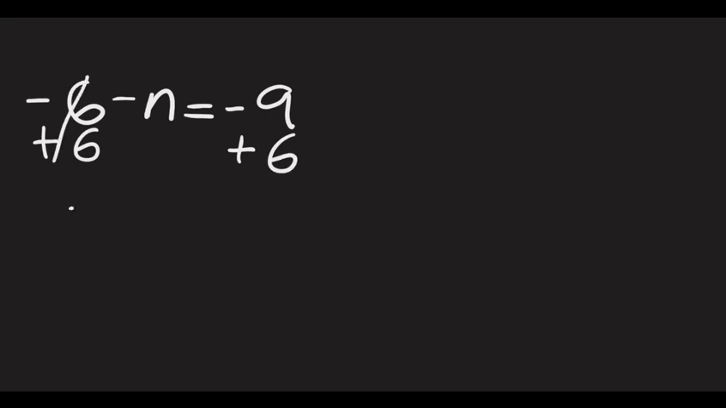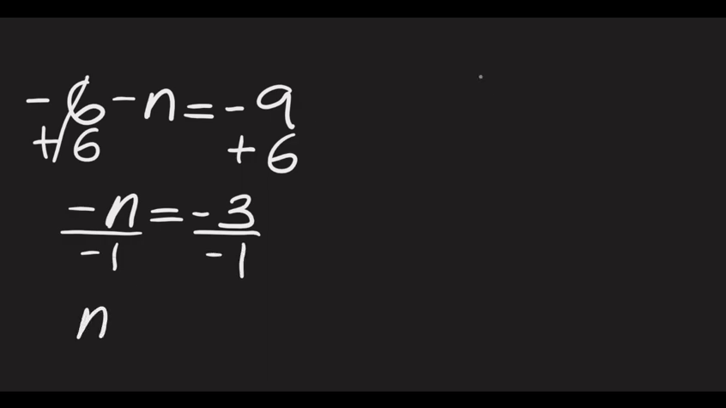Next, we have negative 6 minus n equals negative 9. The first step to get n by itself is to add 6 to both sides. Then we're going to have negative n equals negative 3. What we're looking for is n equals a number, not negative n equals a number. The way that we get rid of the negative sign in front of n is by dividing by negative 1 on each side. This is going to give us n equals positive 3.